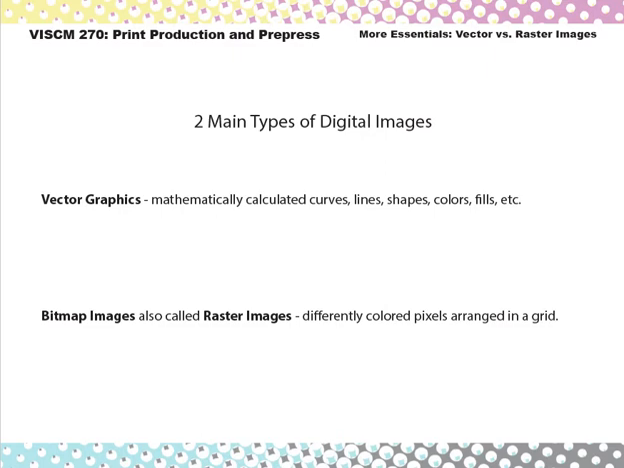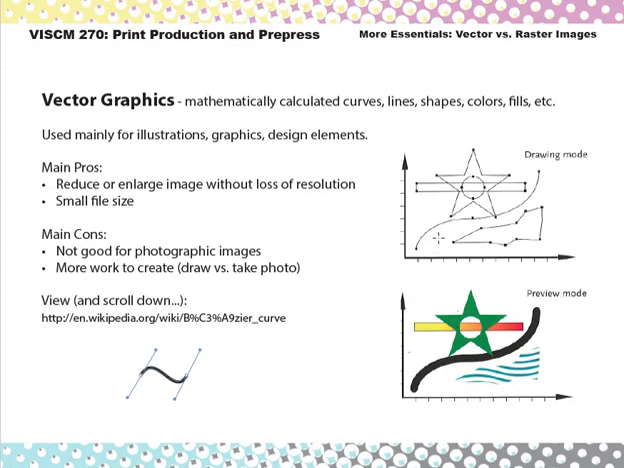Compared to bitmap or raster images, which are essentially just a grid of pixels, and those pixels can be modified and altered, but it's just a set grid with pixels arranged in them. And we'll take a look at those a little closer right here.